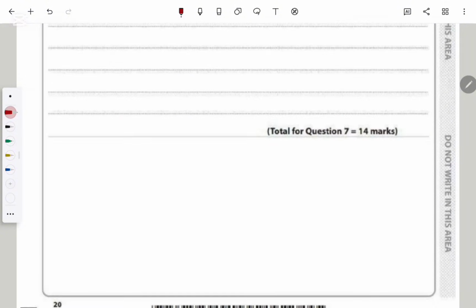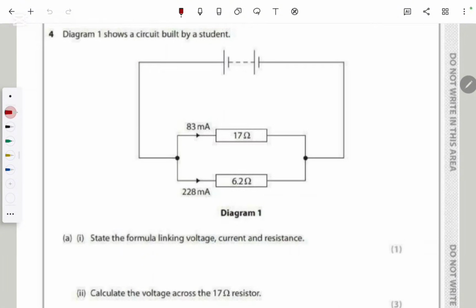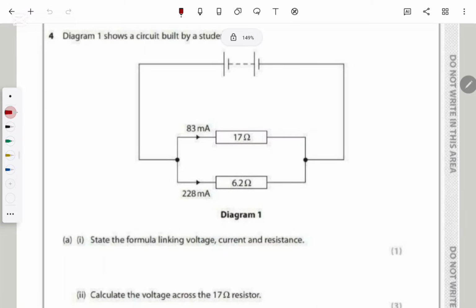Okay. All right, we're gonna continue to this question right here. It says diagram 1 shows a circuit built by a student. You have a battery on top right here, and then wires, and then a parallel circuit connecting two resistances in parallel is displayed in front of you. You have the amount of current going in here, the amount of current going in here, the resistance of this one, the resistance of this one. It's very easy to solve because it gives you too much information here.